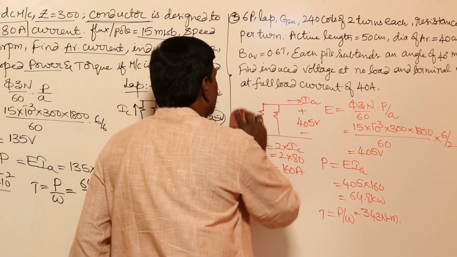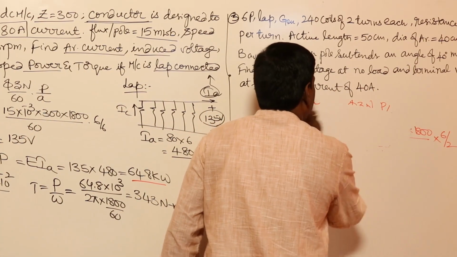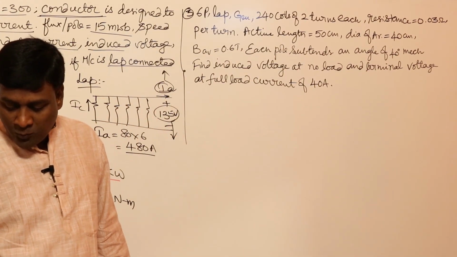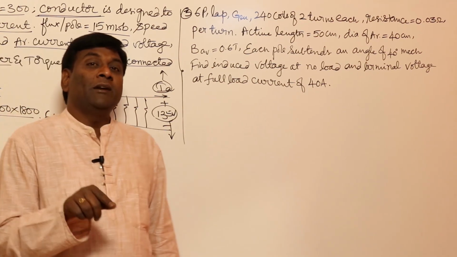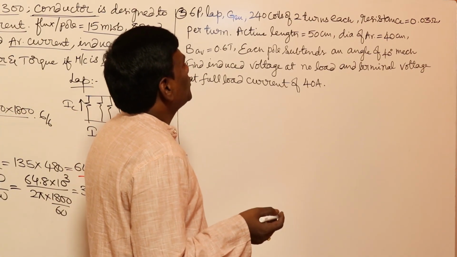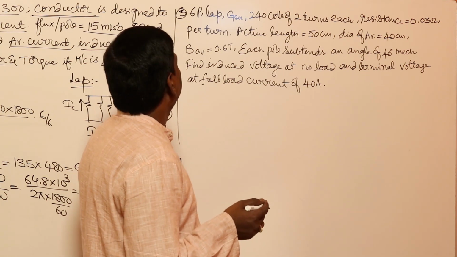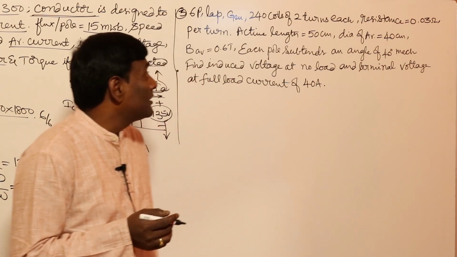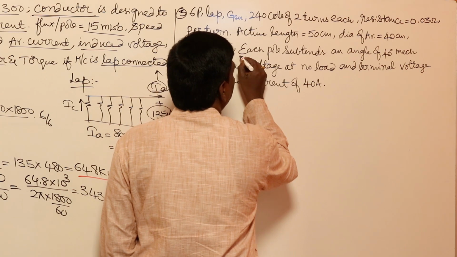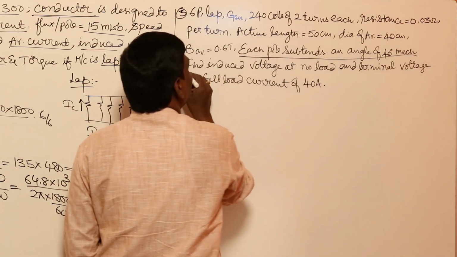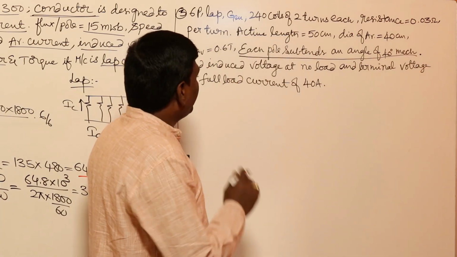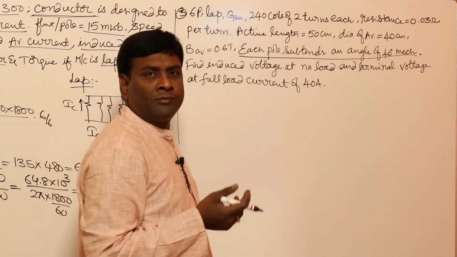Now let us think about the third problem. This third problem is actually a very good problem. As I told you, sometimes they will give pole arc by pole pitch also, and then they may tell you average flux density. How to solve this problem? It's a beautiful problem. Now, 6 pole lap connected generator, 240 coils of 2 turns each, resistance of 0.03 ohms per turn, active length of 50 centimeters, diameter of armature 40 centimeters, B average 0.6 Tesla. Now focus here. Each pole subtends an angle of 40 mechanical degrees. 40 degrees mechanical is the crucial point. Anyway, find induced voltage at no load and terminal voltage at full load current of 40 amperes.